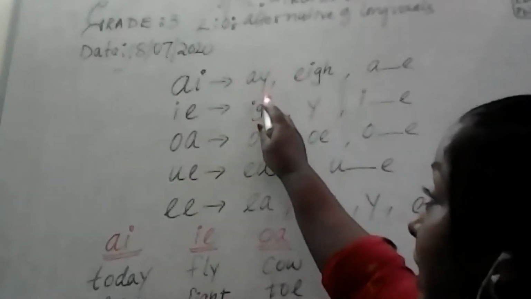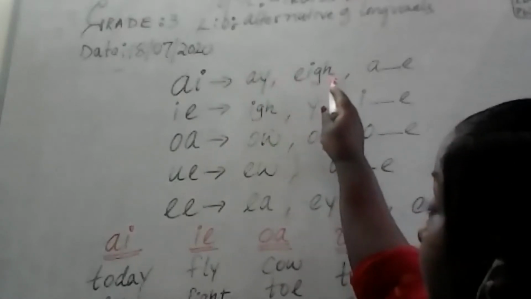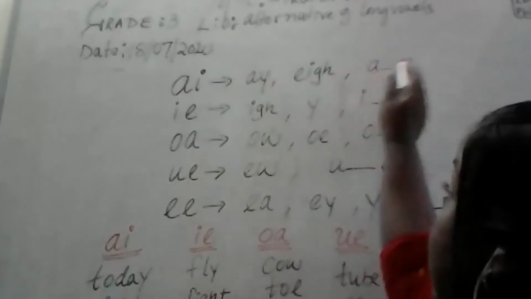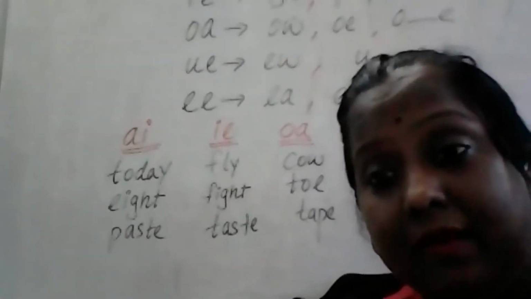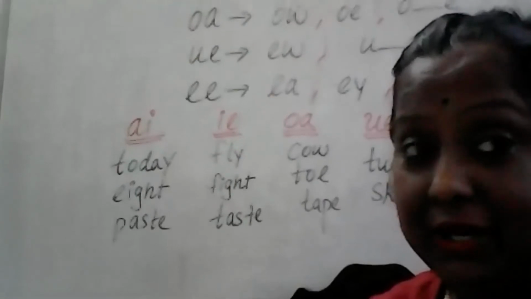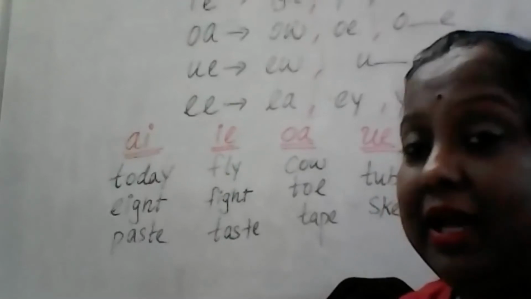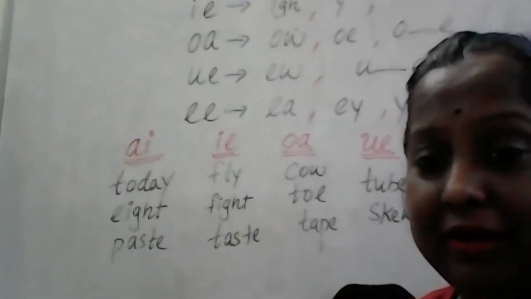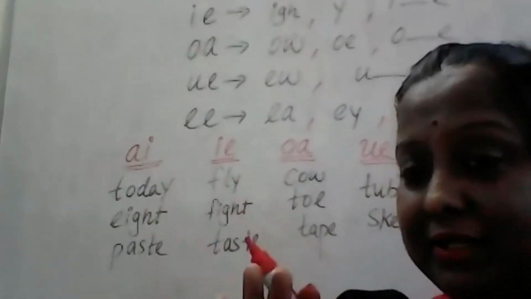A and Y together makes the A sound. E-I-G-H also sounds A. This is A and E, which means it's a magic key. We learned about the magic key in the beginning. What is the magic key? Whenever the letter E comes at the end of a word, and before that there is a vowel, the letter E gives all its power to the vowel which comes before it. Okay?